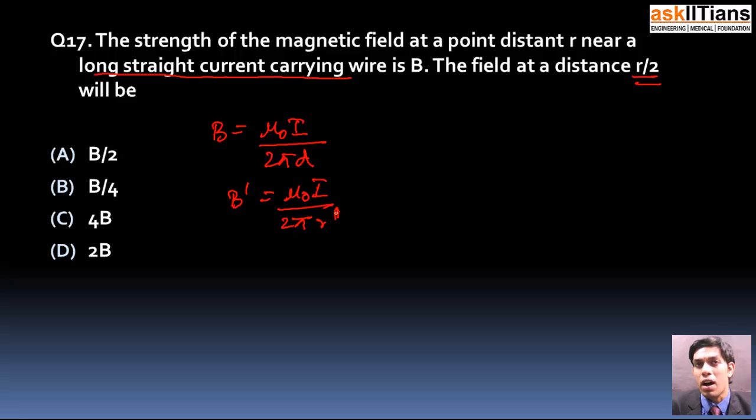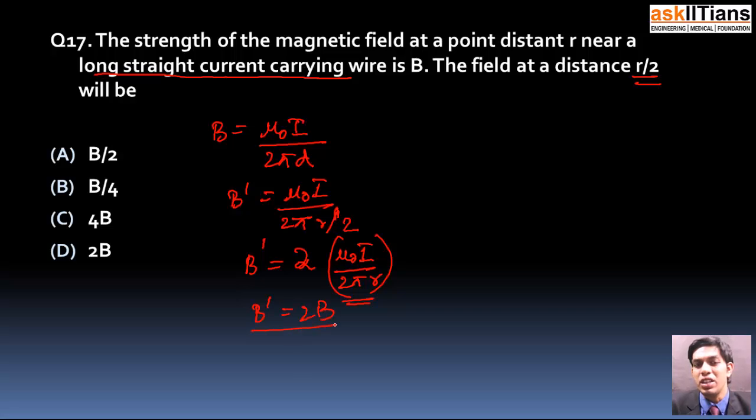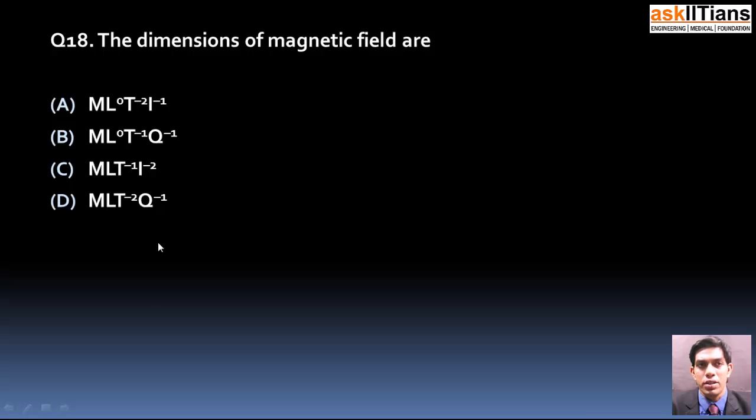So substituting the value of r dash over here, I end up getting 2 times mu naught I divided by 2 pi r, which is equal to 2 times my initial magnetic field. So B dash is equal to 2 times my initial magnetic field. So D, that is B dash is equal to 2B, is the correct answer. So let's try out the next question.